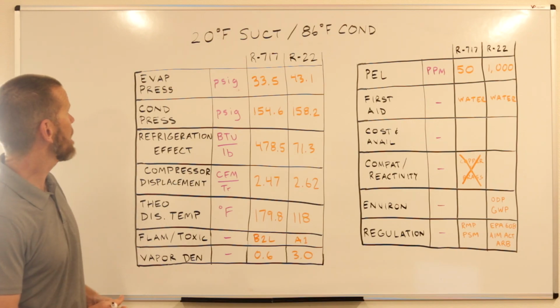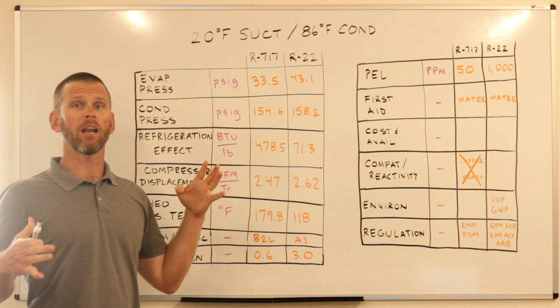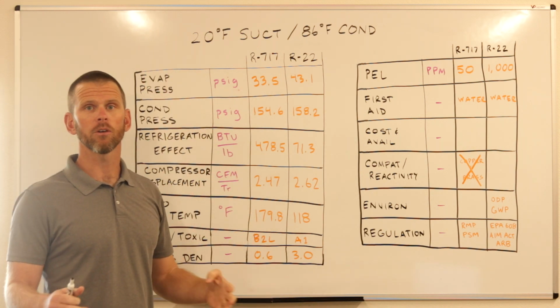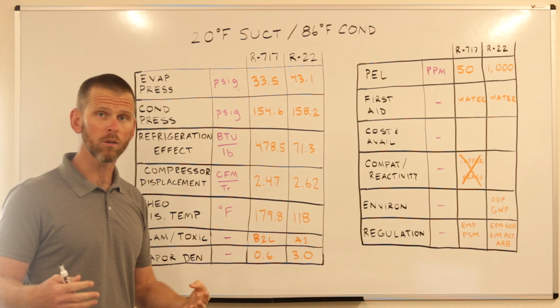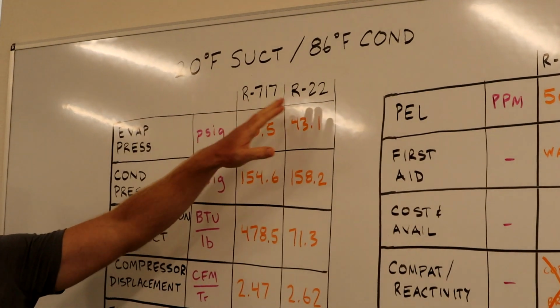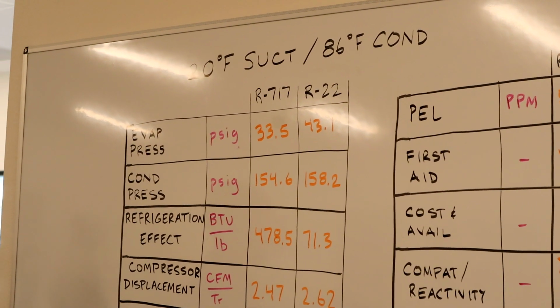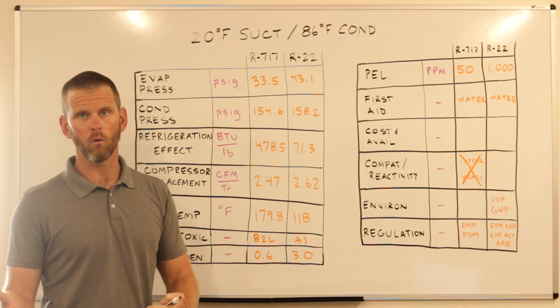Okay, in this example, we put together a hypothetical scenario where we have a 20 Fahrenheit suction temperature and an 86 Fahrenheit condensing temperature. And the purpose of this hypothetical example is to compare and contrast ammonia, R717, to R22, to give an idea of how one might go about selecting one refrigerant over another.